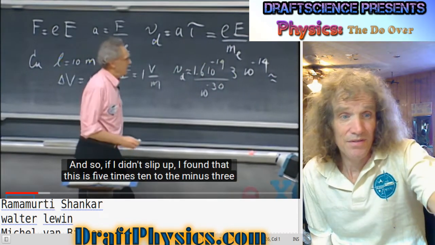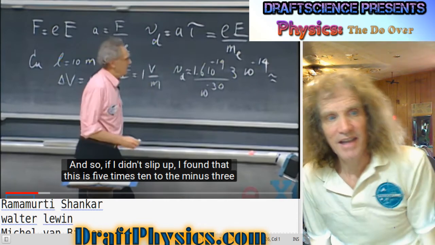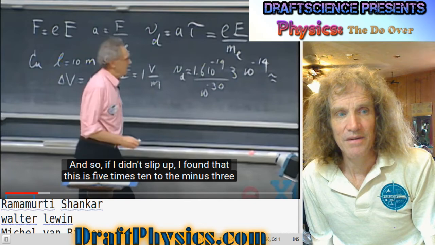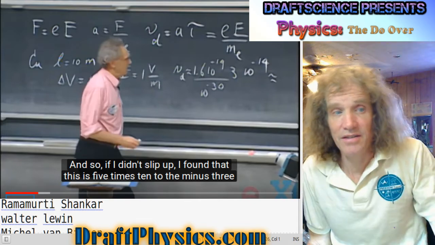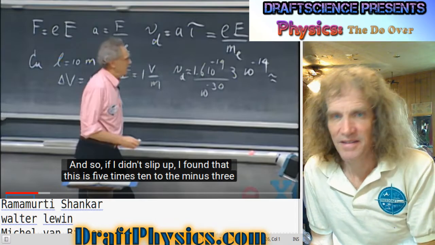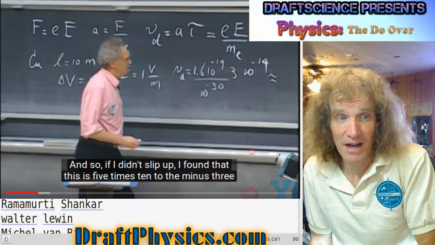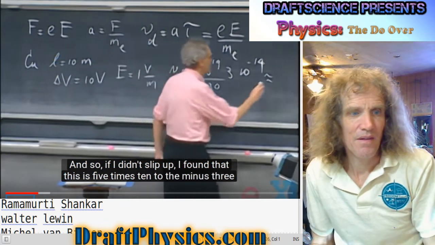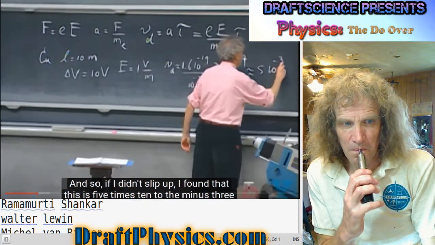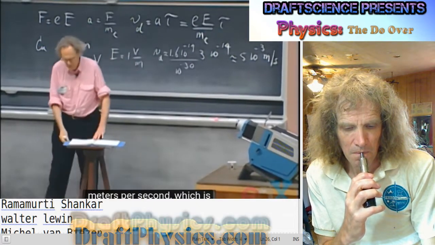These are just constants, and the mass of the electron is another constant. So there's an equation made out of constants. Just not surprised at an answer, but it's 3 constants. I found that this is 5 times 10 to the minus 3 meters per second. It is half a centimeter per second.